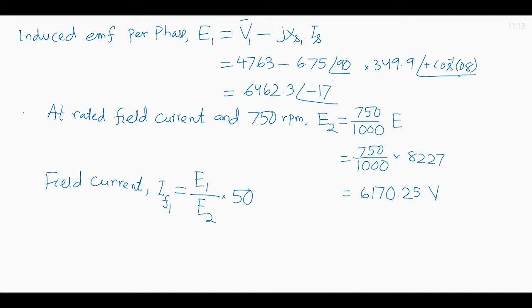So E1 is calculated as 6462.3 and E2 is calculated as 6170.25, and rated field current is 50. So, this comes as 52.37 ampere field current required.